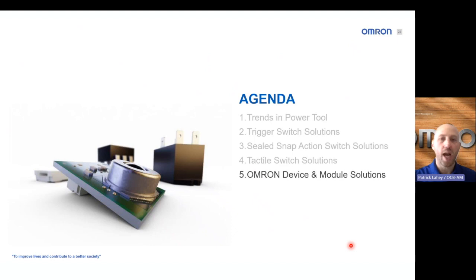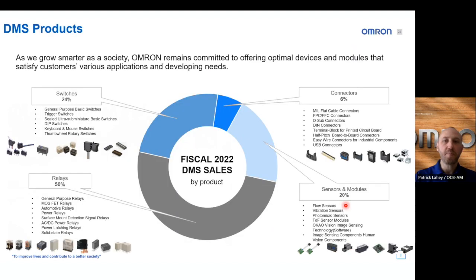So that kind of covers what I have for the power tool market specifically. And now I will move into just a very quick overview of Omron device and module solutions. So this is just a snapshot of the products that Omron offers. Within our portfolio, our highest concentration is on relays. We have a lot of general purpose relays, MOSFET relays, low signal relays, and then high power DC relays. We also have our switches that I went over today, making up 24% of our overall sales.